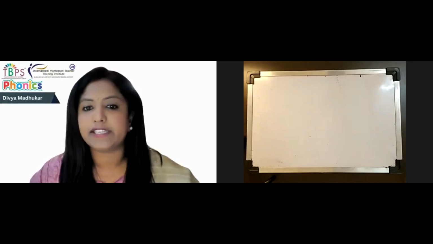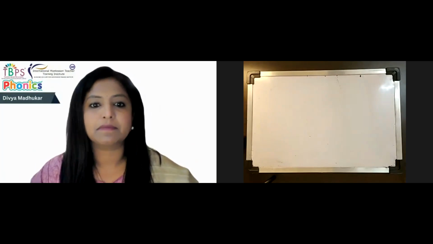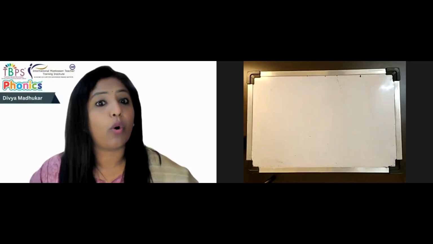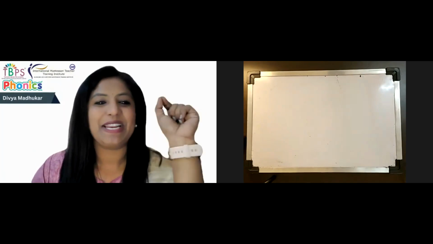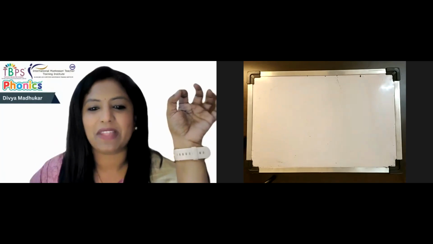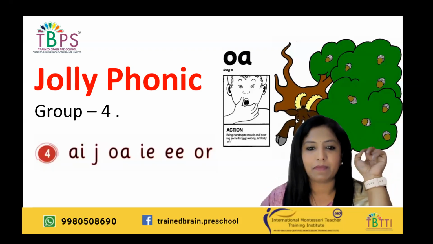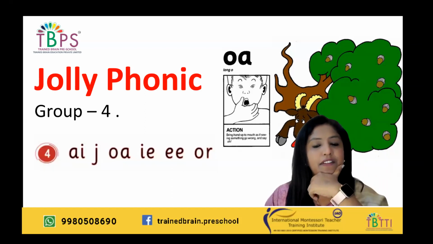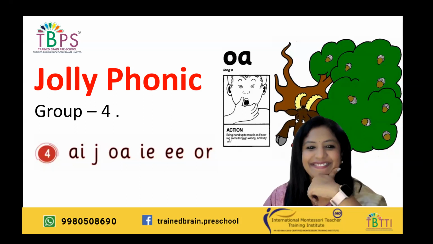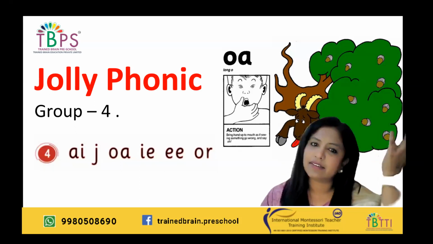What's the next jolly phonic sound? Can somebody tell me? O and E together. Okay. Now tell me, O and A, is it a digraph or is it a diphthong? Digraph, ma'am. Why is it a digraph? Because it has two vowels, but only one sound.